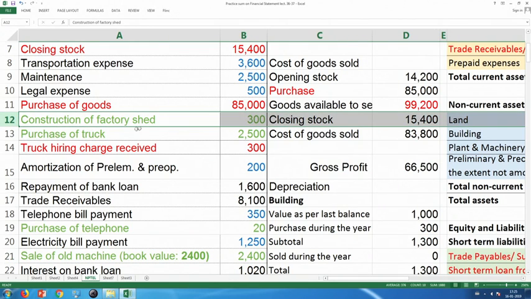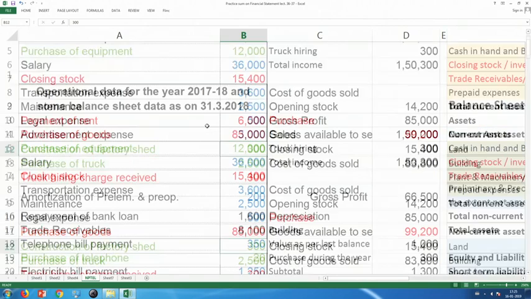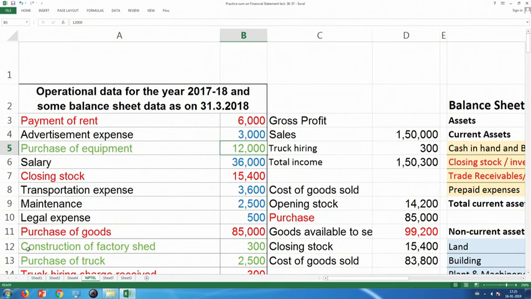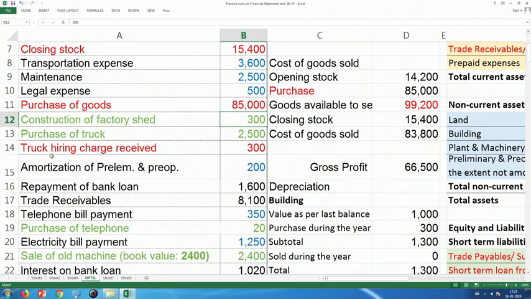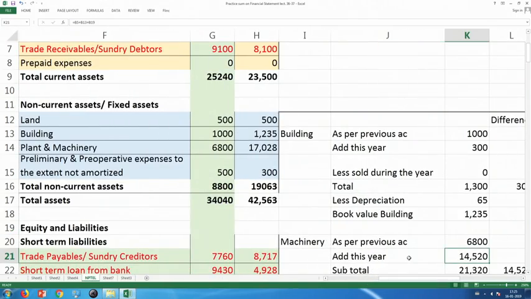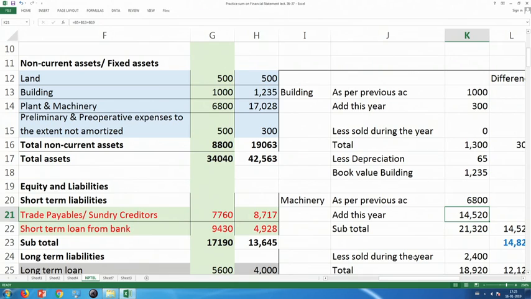In row 12, construction of fresh factory shed is 300. Before that, purchase of equipment in row 5 is 12,000. Construction of factory shed 300. Then purchase of truck is 2,500. Purchase of telephone is 20. Everything together is 14,520. It is better to write them separately. In reality, they have separate estimation for each asset, because each asset class will have a separate kind of depreciation. So, they are mentioned separately.